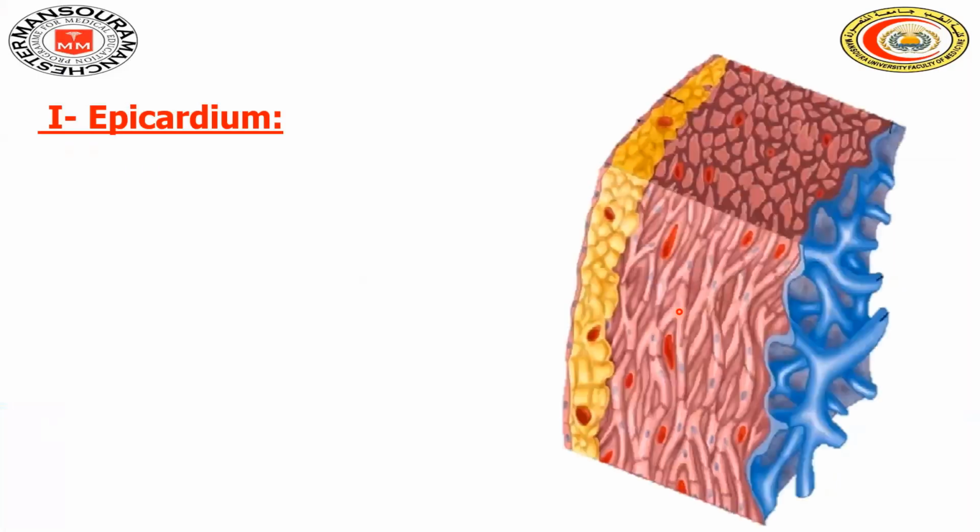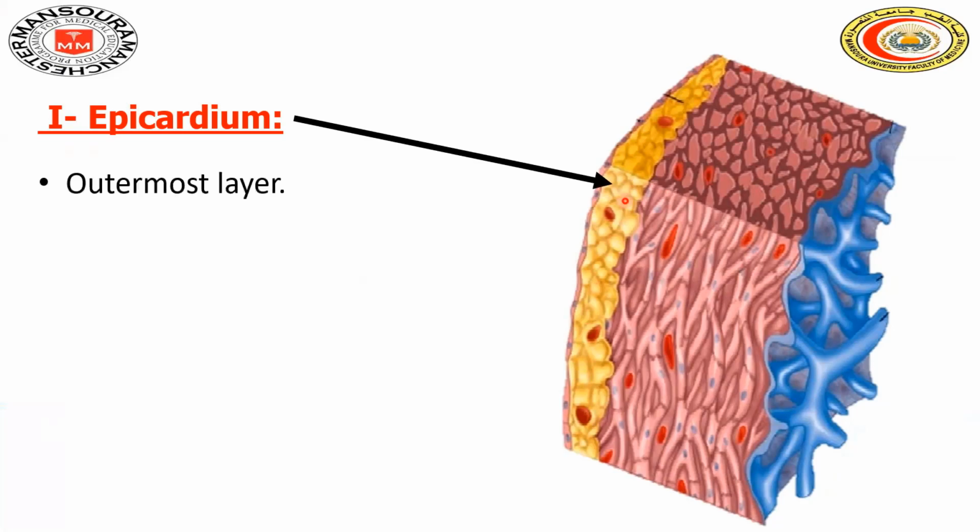Let's start with the first layer of the wall. The outermost, as I mentioned, is the epicardium. Here is the diagram for the wall of the heart, and here is the epicardial layer. It is the outermost one, so it is just next to the pericardium.